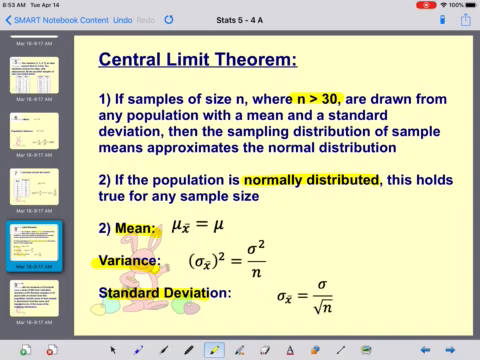If one or the other works, then you find the mean by just identifying the mean of the entire population. So mu x bar and mu are equal to each other.